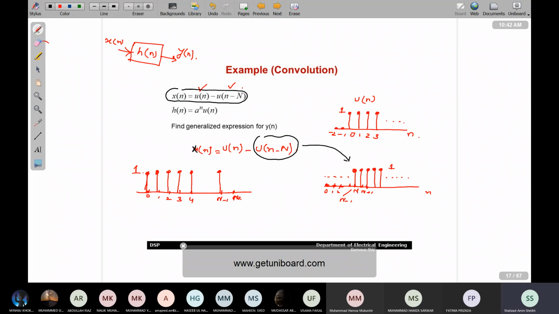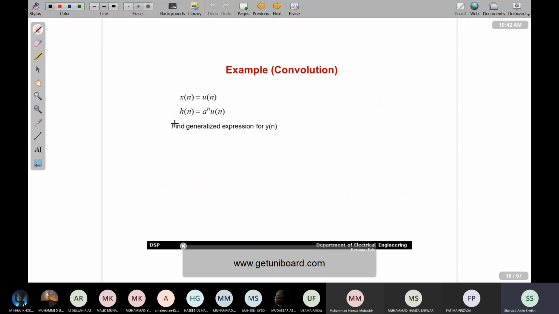So u of n minus u of small n minus capital N depends on the value of N. Till N minus 1, you will be getting sample values 1, and the rest of the values will be 0. Convinced? You know x of n, and now you have the impulse response, the same impulse response which we used in the last example as well. Okay, you must have solved that.